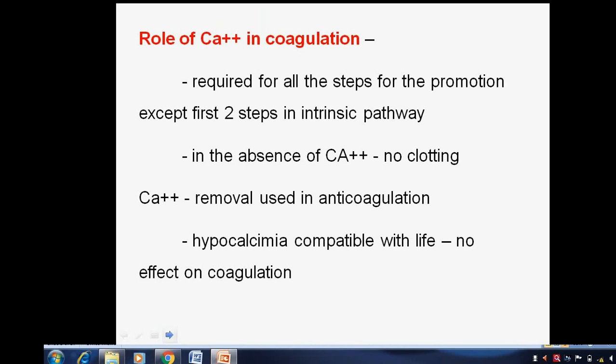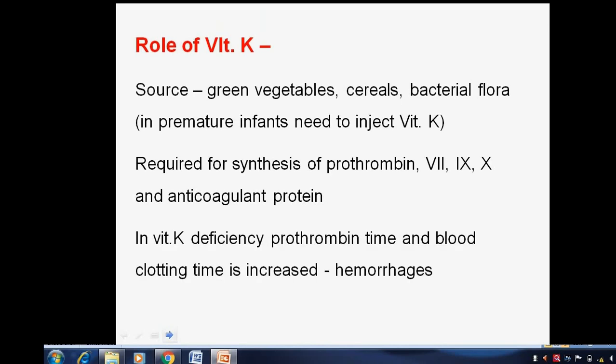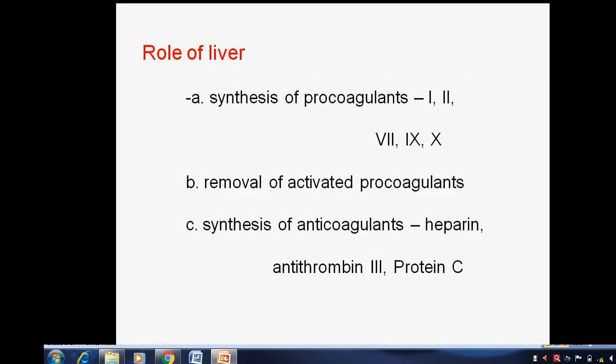The role of vitamin K: its sources are green vegetables, cereals and bacterial flora; in premature infants, vitamin K needs to be injected. It is required for the synthesis of prothrombin and different coagulation factors like factors 7, 9, 10 and anticoagulant proteins. In vitamin K deficiency, prothrombin time and blood clotting time are increased, causing hemorrhages. The role of the liver is synthesis of procoagulants 1, 2, 7, 9 and 10, removal of activated procoagulants, and synthesis of anticoagulants like heparin, antithrombin 3 and protein C.